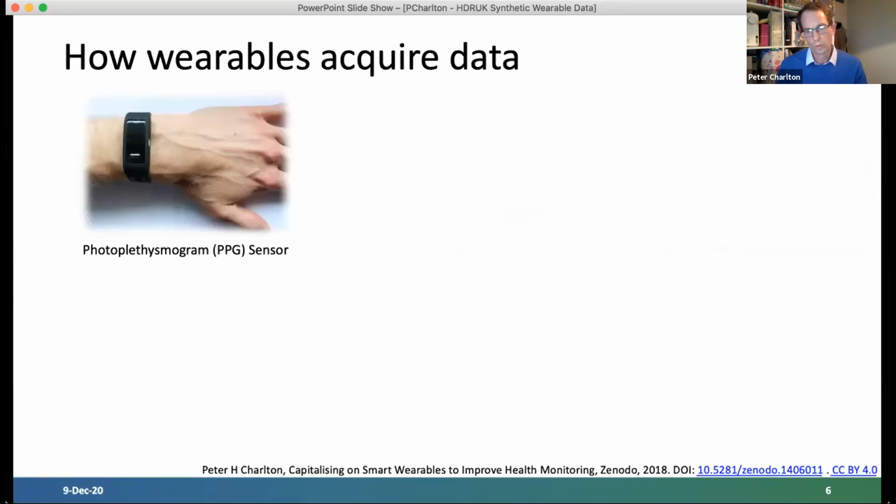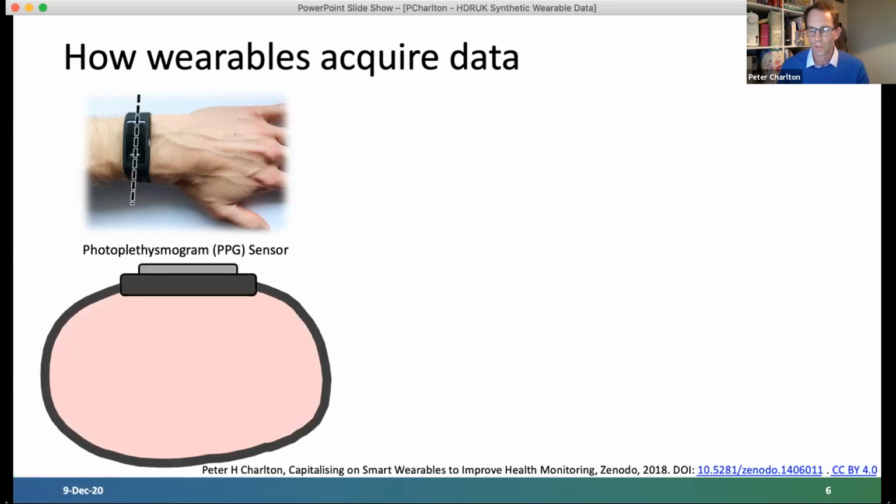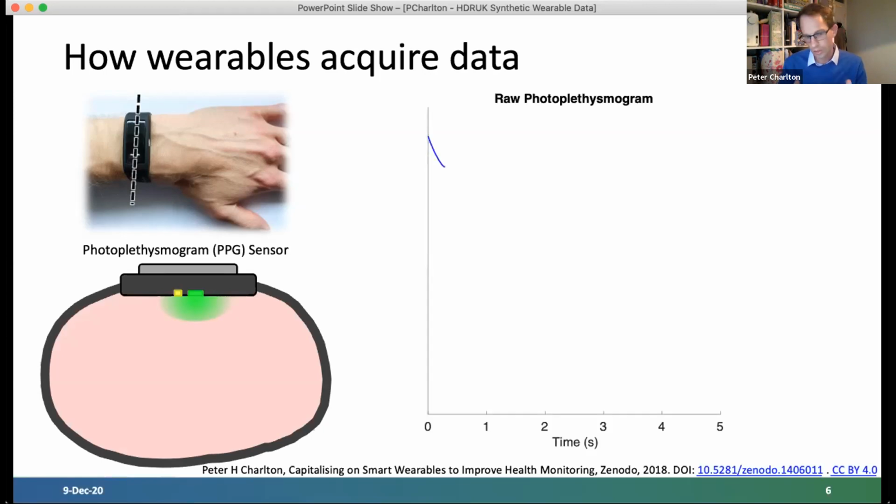So now to look at how wearables acquire the pulse wave signal. This is called the photoplethysmogram, or PPG for short, and it's the signal that's measured by Fitbits, Apple Watches alike, to monitor the heart rate. Here's a cross-section of the wrist. The sensor consists firstly of an LED, which shines light on the surface of the skin, and a light sensor, which measures the amount of light reflected back from the skin. This is used to produce a PPG signal.